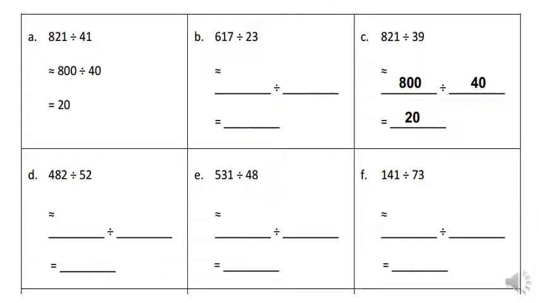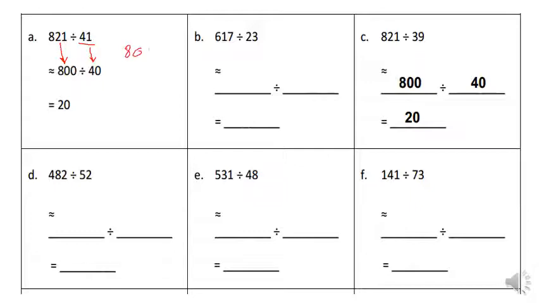On lesson 17's homework, the first one is done for you. Let's go ahead and go through it. Okay, the first thing you have to do is you are going to round your divisor. The divisor always has to be rounded first. So you can see they rounded 41 to 40. And they took 800, and it was closer to 800 than 900.